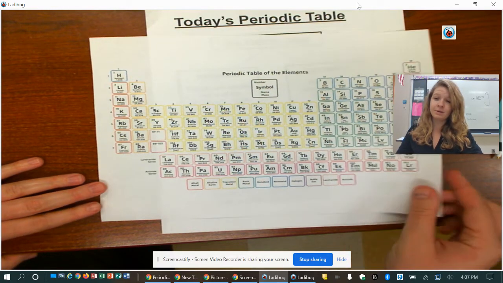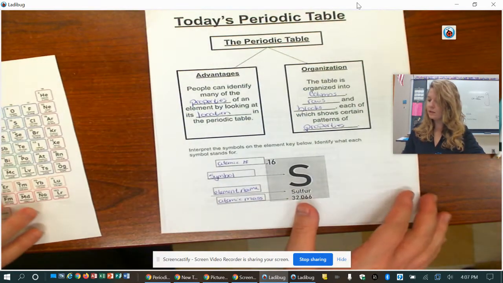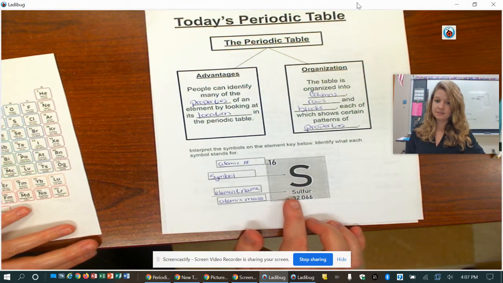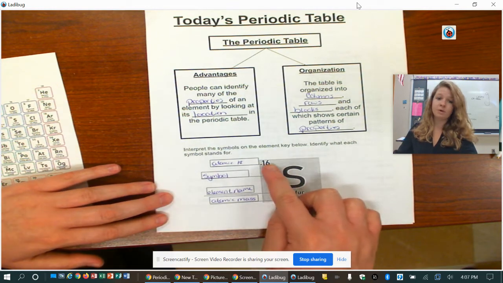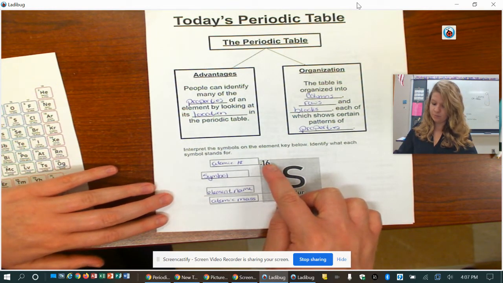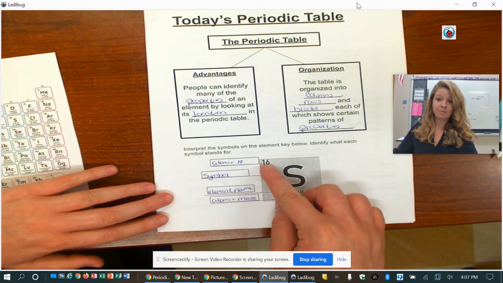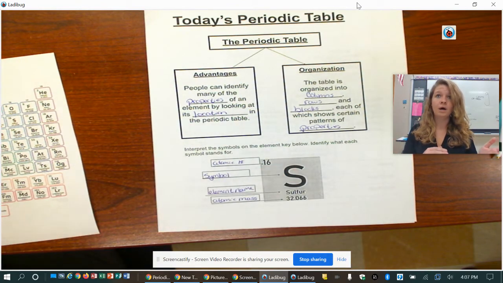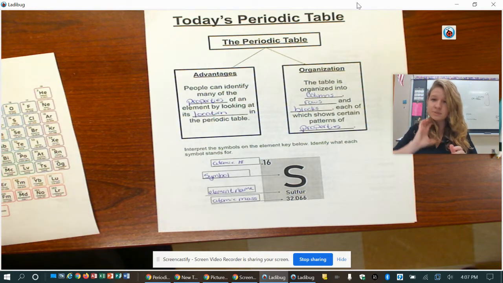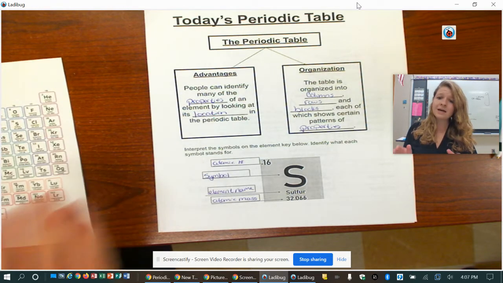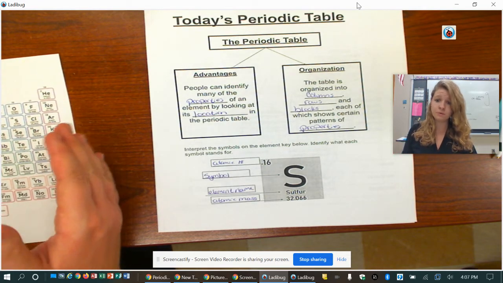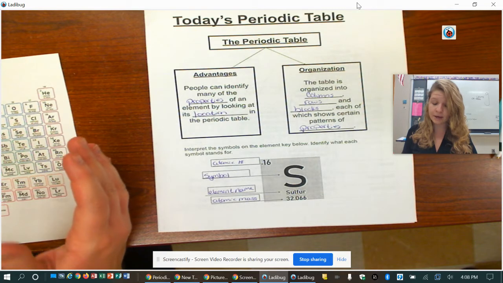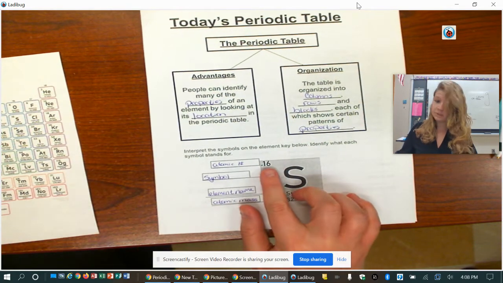Now, how do we read the periodic table? Well, every element has a block like this, and everywhere that you see a whole number, that is going to be your atomic number. Now, refer back to, I think it was a couple weeks ago, when we were building those atoms. Your atomic number is the number of protons. That's telling you what element you are looking at, okay? So that's your atomic number.